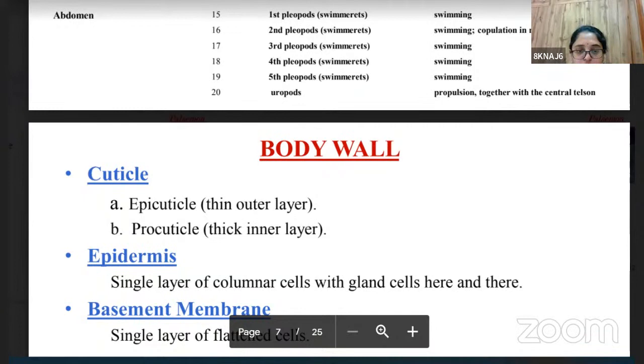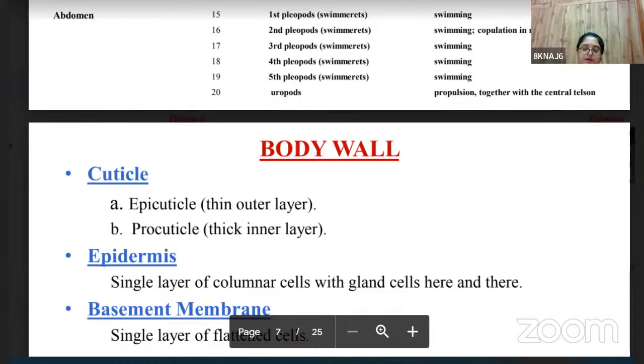And basis is larger than the coxa. It has a pair of feelers on the inner side and the outer side. And they are multi-jointed. Outer feeler is again divided into 2 unequal branches. Antennules act as tactile sense organs, that is touch. Whatever it touches, as it goes on the surface, it can feel and understand what is going on. Statocyst is the organ of equilibrium.